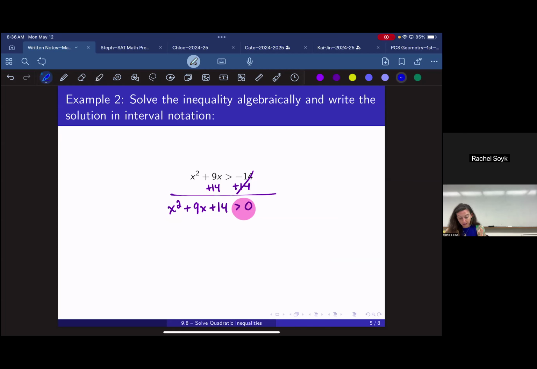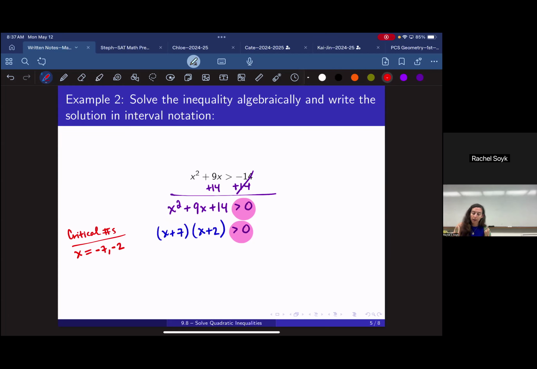Second step, we're going to factor that left-hand side if we can. What are factor pairs of 14 that add to 9? We have 7 and 2. So we have x plus 7, x plus 2. Third step, this tells us what our critical numbers are. X's are equal to -7 and -2. So now we can move to our fourth step and we can create our number line.